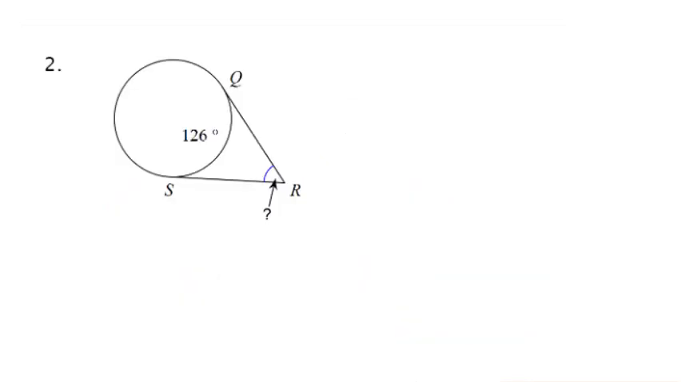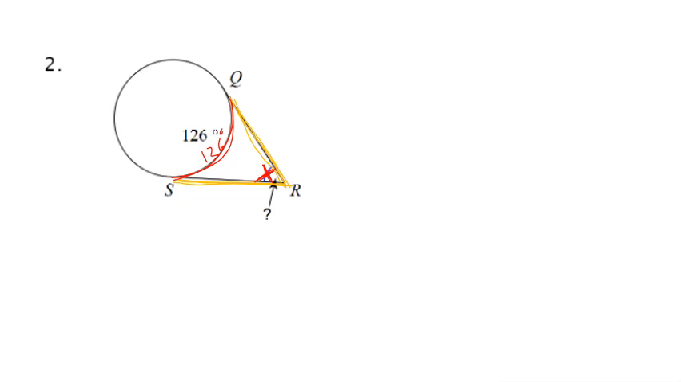This next example is a little bit trickier, but we're going to see that there's a relationship we can use that makes it a little easier to do. So I don't know what angle R is, so I'm going to call it X. We have that this arc is 126 degrees. And there's a few other things that we know, though. We know that SR we can see as a tangent. QR is also a tangent.